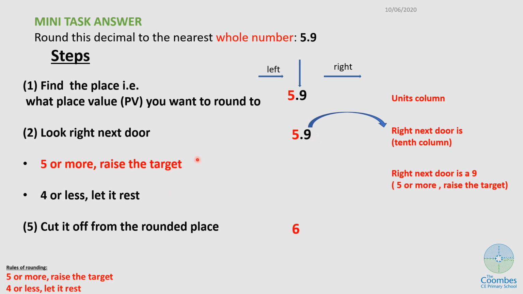Now which of these am I going to use? Obviously, it is this one, because 9 is more than 5. So I'll raise the target by 1 and cut it off. I'm not going to put any zeros. So actually, to a whole number, it is a 6.